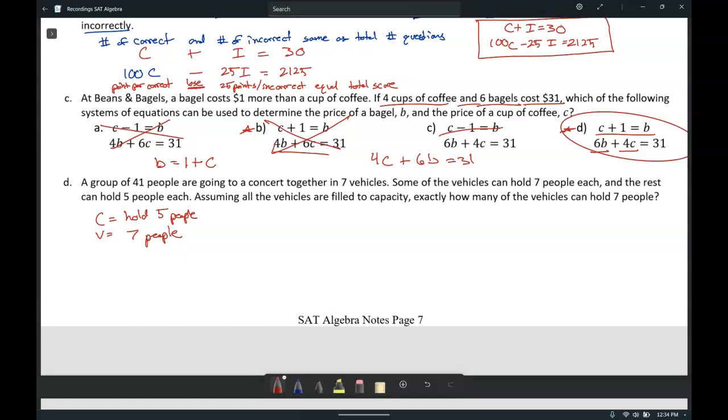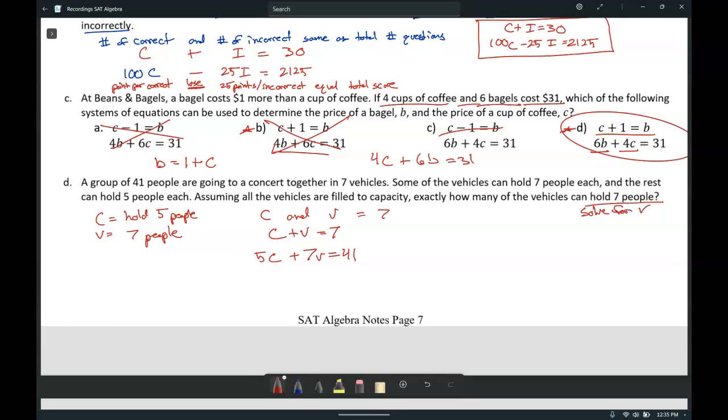So we know that cars and vans has to be 7. So C plus V equals 7. And then we know that since cars can hold 5 people, it's 5 people per car, plus the 7 people per van will equal the 41 people that are going. And now we have a very basic system. We just want to find how many vehicles can hold 7 people. That means we only need to solve for V.